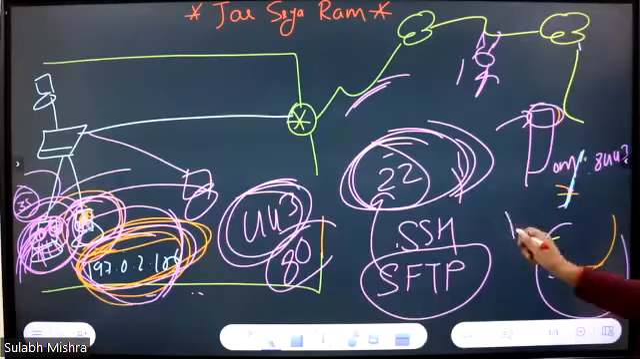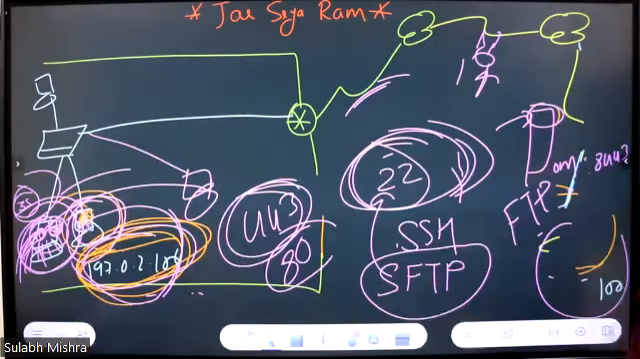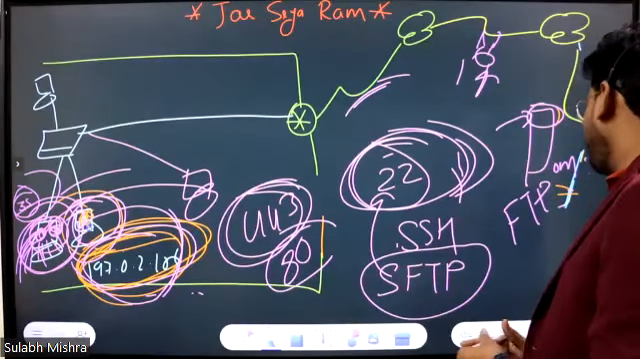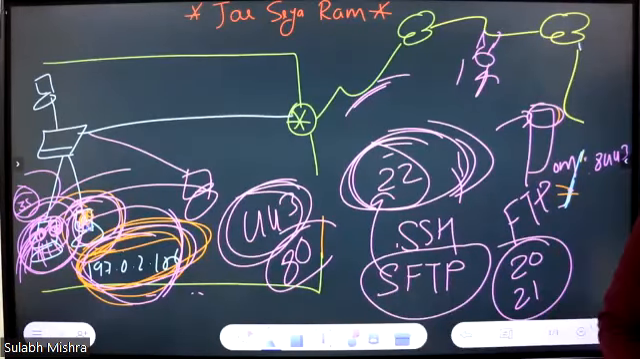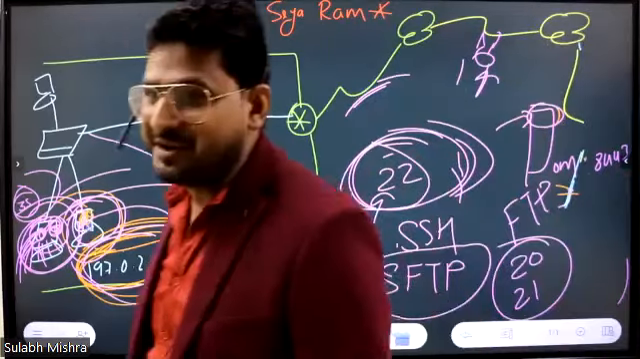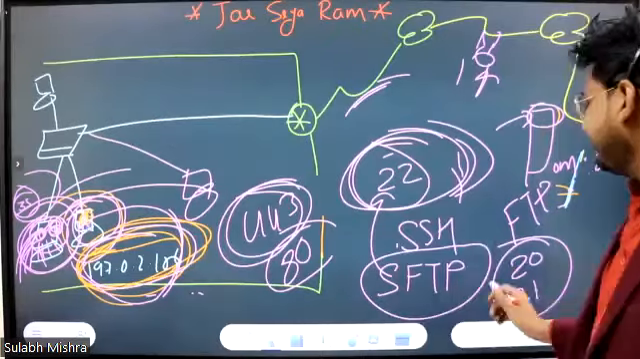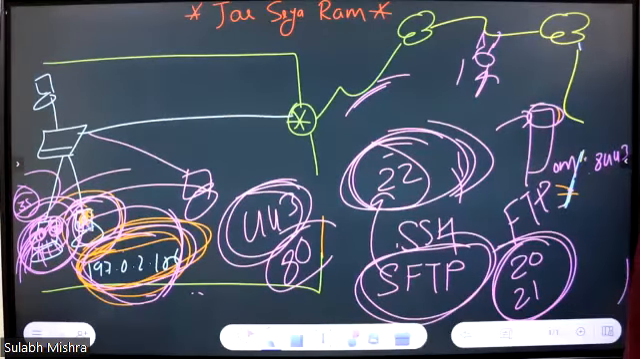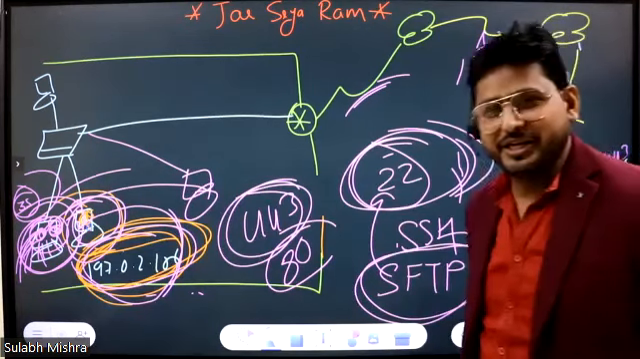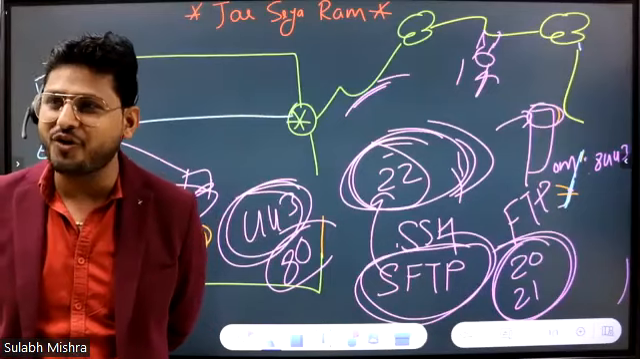Another protocol is FTP. FTP means File Transfer Protocol, right, which works on two port numbers, 20 and 21. So SFTP is the same as FTP, but FTP does not send the data securely, while SFTP establishes the secure connection, right? So FTP is not allowed in the majority of companies, because the communication and data transfer that you are doing using FTP is in clear text format, that means not encrypted, not secure.